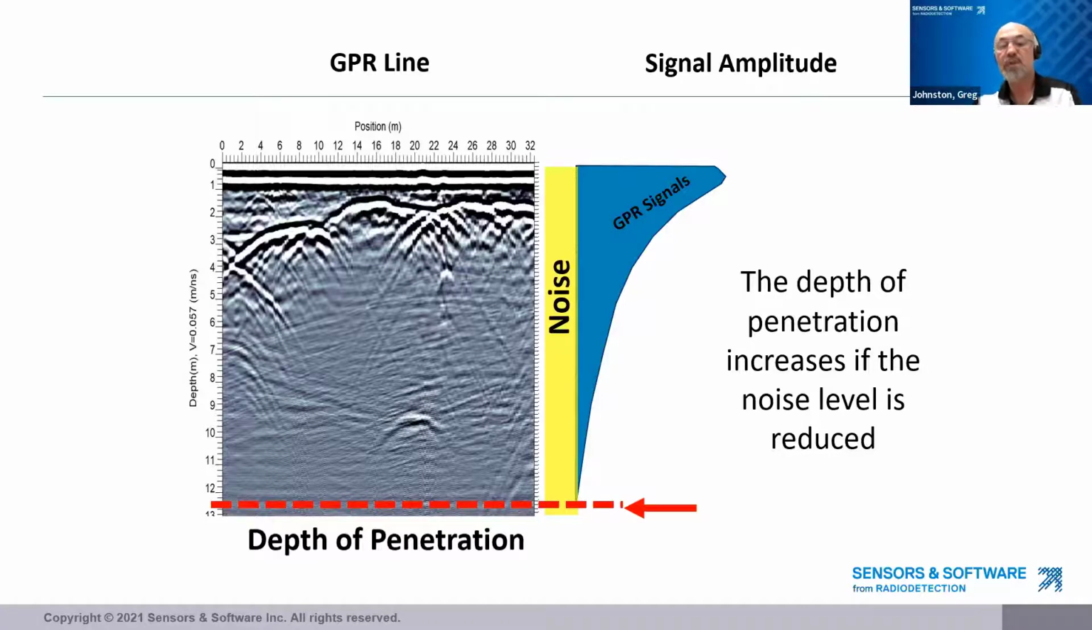So how do we decrease the noise level so we can see deeper with the GPR? The answer is stacking the GPR data.